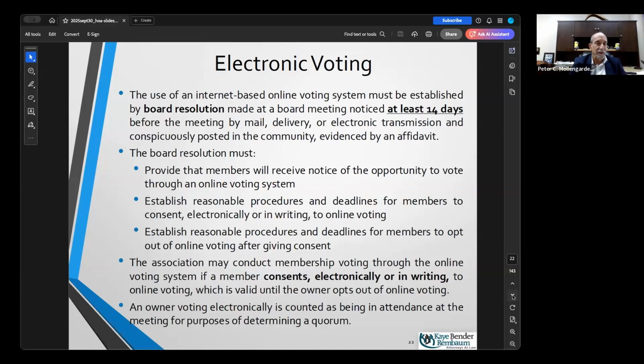The association may conduct membership voting through the online voting system if a member consents electronically or in writing to online voting, which is valid for that owner or for that member until the owner opts out, if he or she does opt out. An owner voting electronically is also counted as being in attendance at the meeting for purposes of counting toward a quorum.